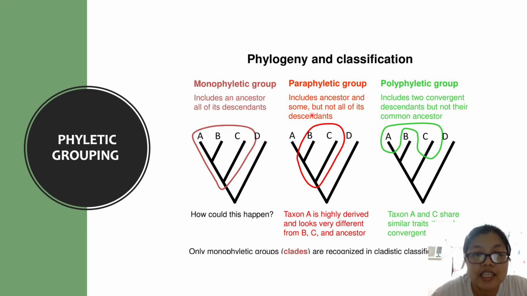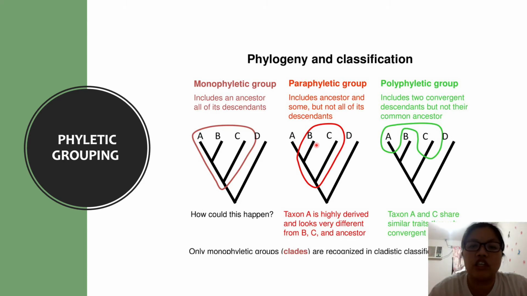For paraphyletic, it includes the common ancestor, but it doesn't include all the descendants. For example, for the monitor lizards and geckos, so, yung example natin kanina. For example, for the group of the lizards, we did not include there the snake and the eastern glass lizard. So, that will represent a paraphyletic grouping kasi meron tayong na-missed out.